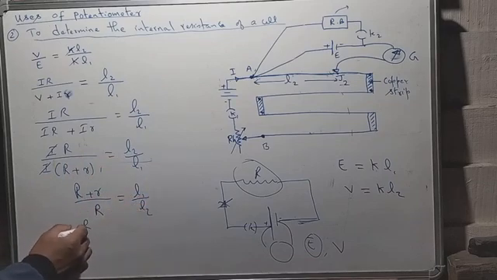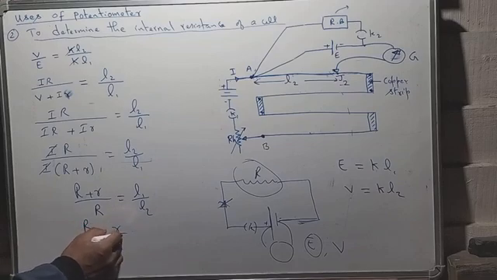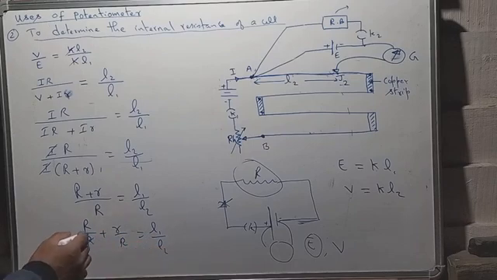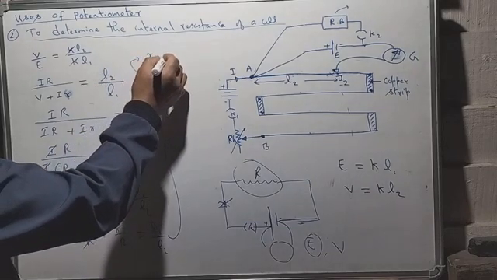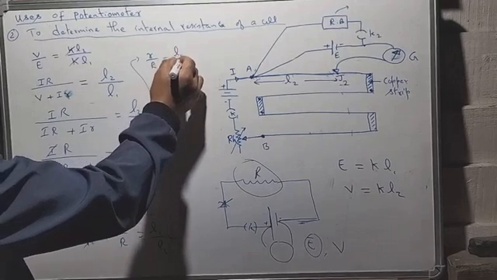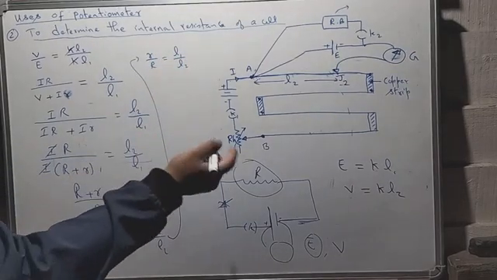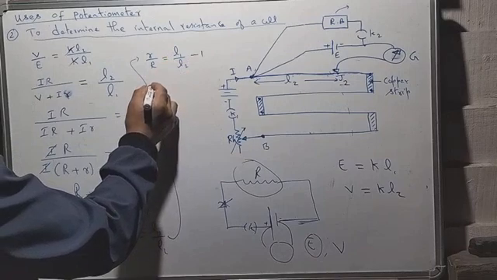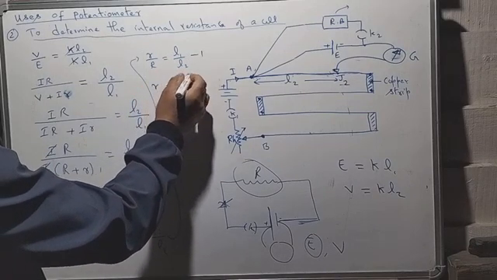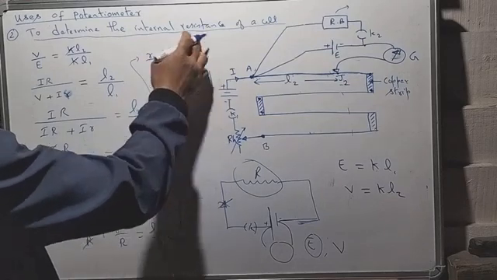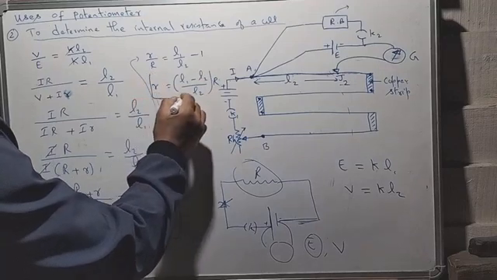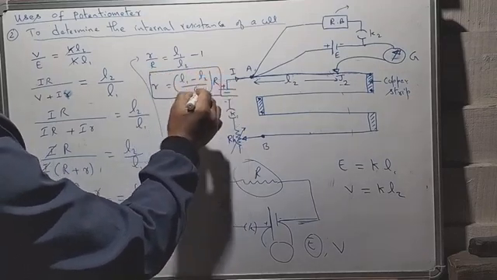So now I'll split the denominator in this way. This is L1 by L2. Now this R with this R cancels, you get 1. So small r upon capital R will be equal to L1 by L2, and this 1, take to the right, it becomes minus. So r is equal to R times L1 minus L2 upon L2, taking the LCM and taking the capital R there. So this is the equation for the internal resistance of a cell.